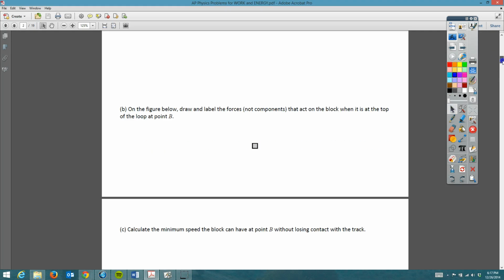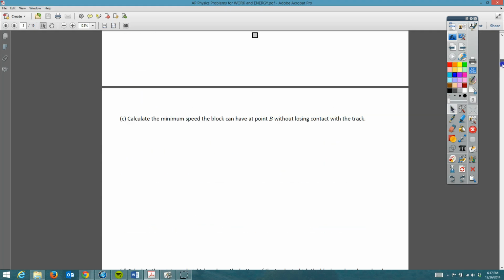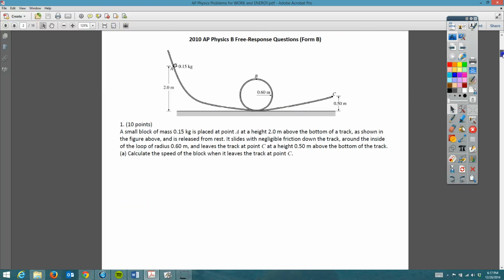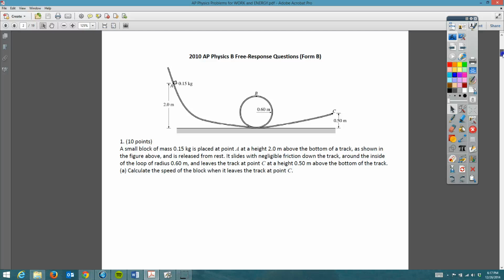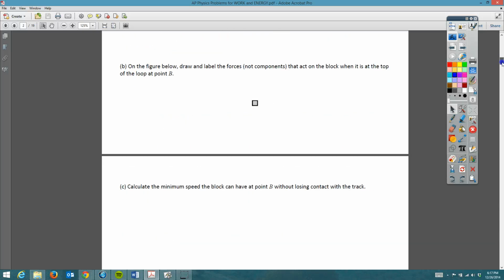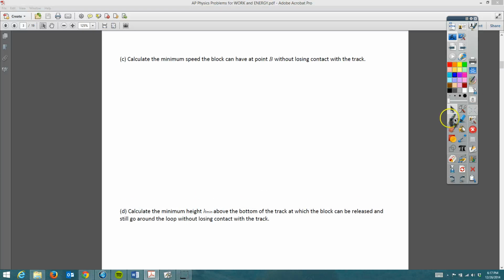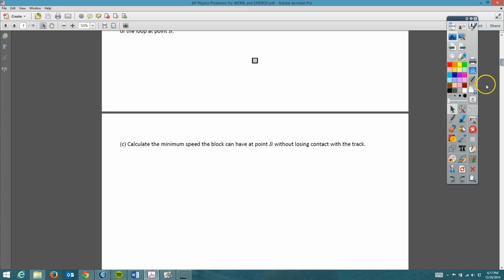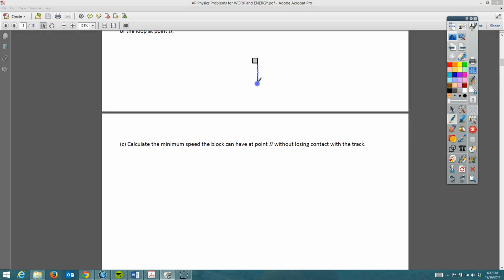For letter C, it says calculate the minimum speed the block can have at point B without losing contact with the track. So we're looking at point B here, and for point B, we have already drawn our picture. So let's go back up and take a look at that picture again. So there's our picture. We know that we have mg straight down, also straight down we also have the normal force. So let's think about all the forces that are acting at that point.